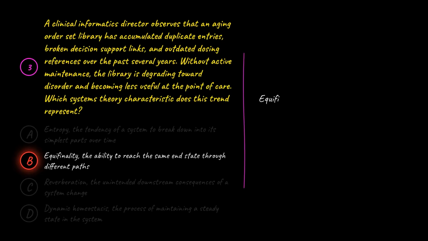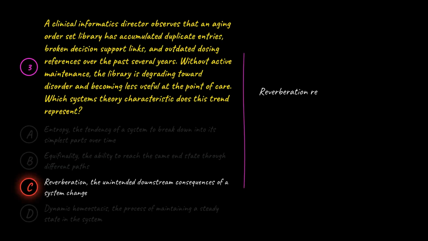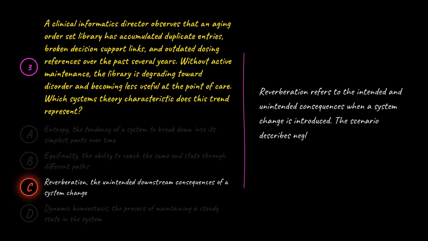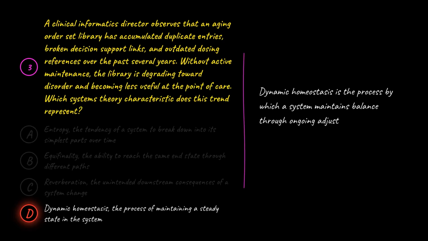B is wrong because equifinality is about multiple paths to the same end state in open systems, not about decay. It does not describe a deteriorating order set library. C is wrong because reverberation refers to the intended and unintended consequences when a system change is introduced. The scenario describes neglect, not the rippling effects of a deliberate change. D is wrong because dynamic homeostasis is the process by which a system maintains balance through ongoing adjustments. The order set library is failing to maintain balance, which is the opposite condition.